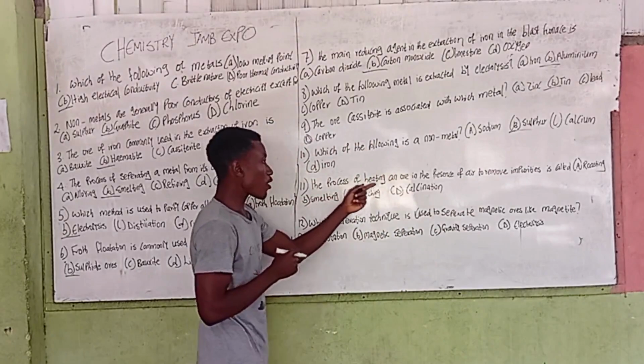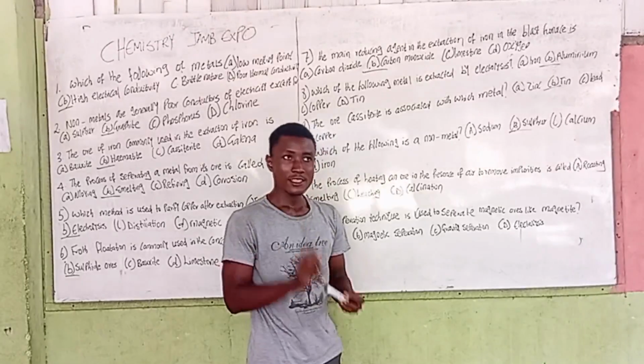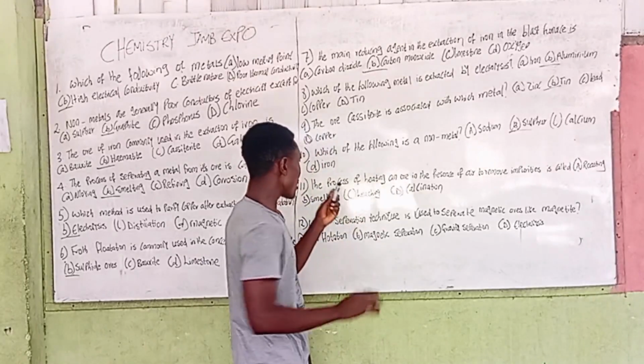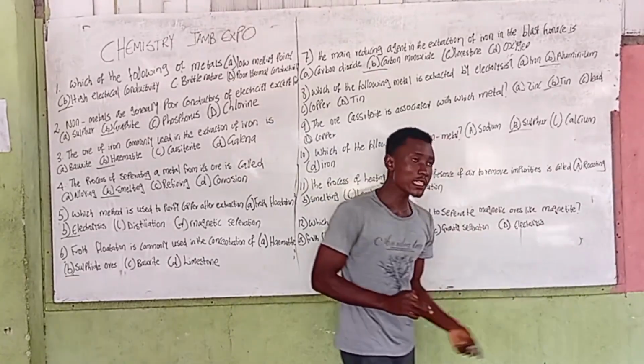The next question is number 11. The process of heating an ore in the presence of air. This one is not even something you're supposed to calculate. Heating an ore in the presence of air to remove impurities is A.